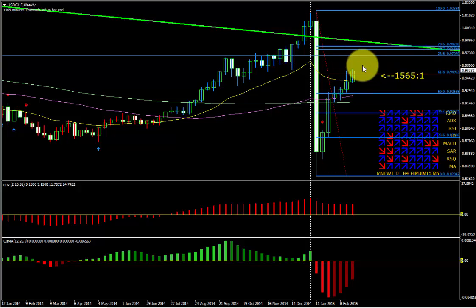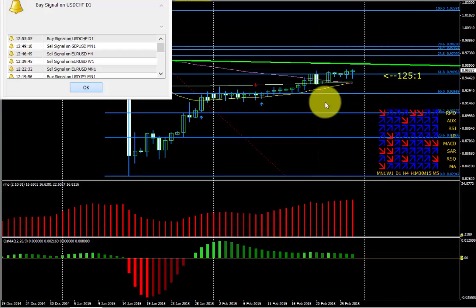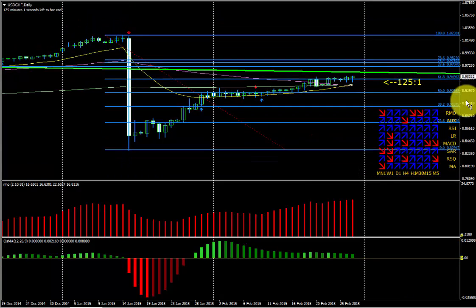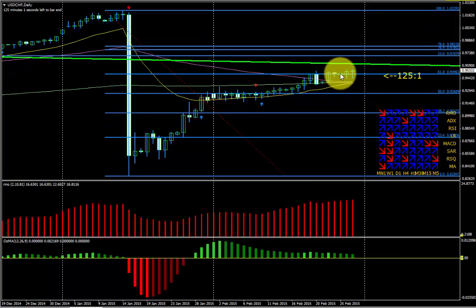So what we're looking for on the daily is for price now to maintain above the 61.8, which is clearly what it's doing at the moment. A lot of indecision candles, but as long as it uses that 61.8 as a support, then we're likely to see price kicking on back up to the upside. This is the US dollar Swiss franc.